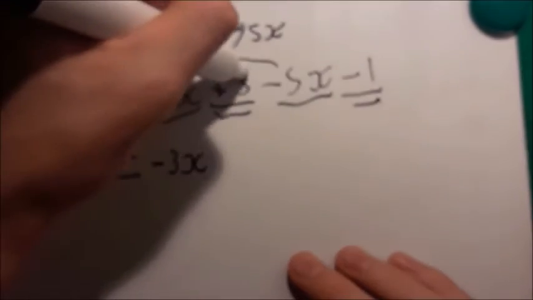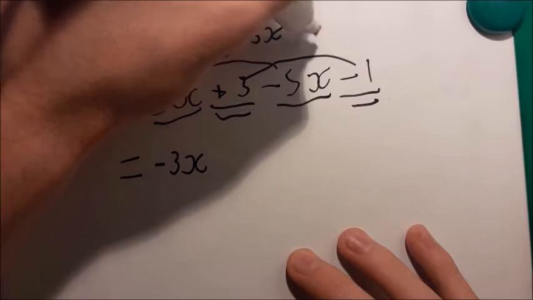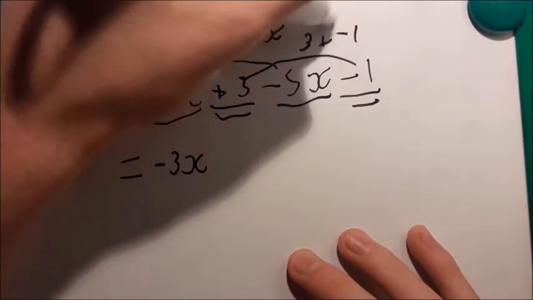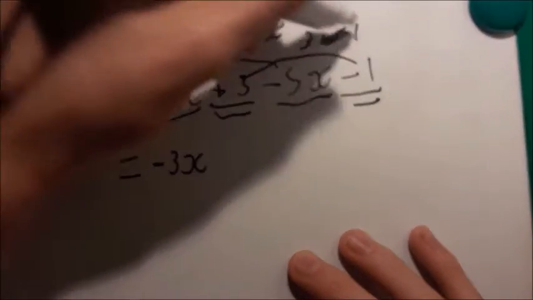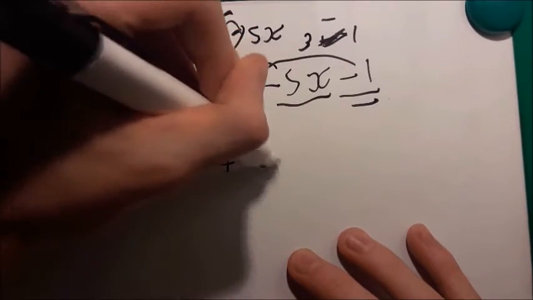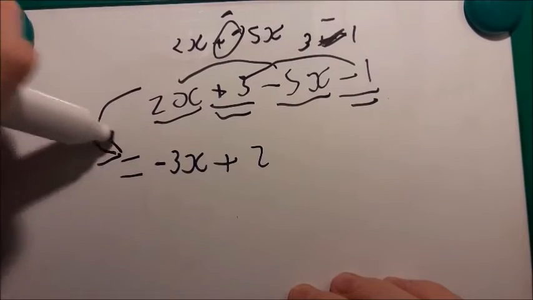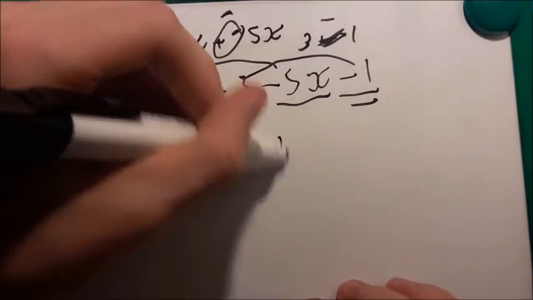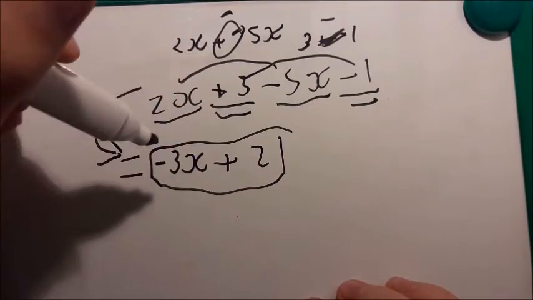Now we have to add positive 3 and negative 1. So we have 3 plus minus 1. Again, we can say that's minus, and 3 minus 1 is 2. It's a positive number still, so we can say that this is equal to negative 3x plus 2. And as you can see, it is much simpler to say this than to say this whole thing again.